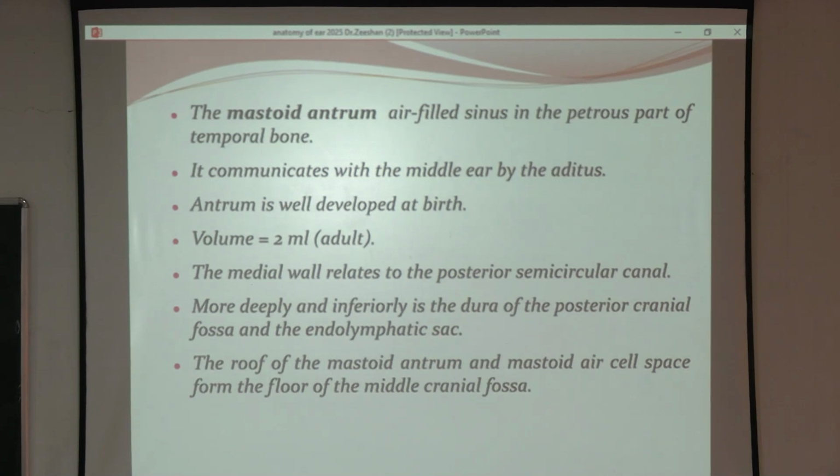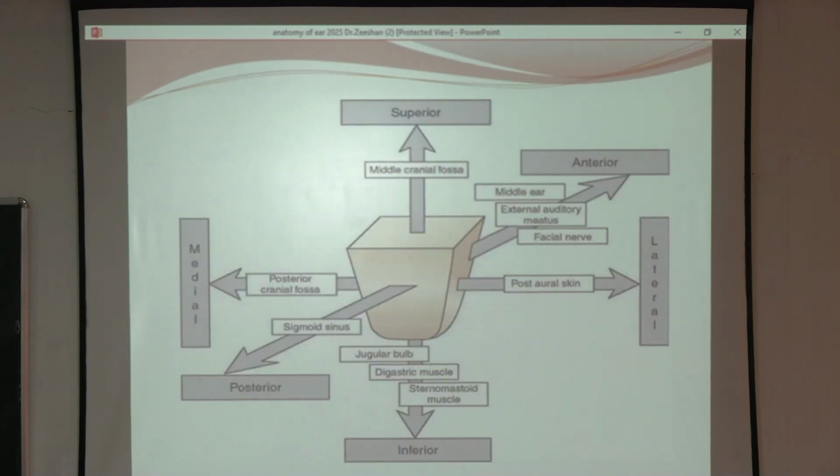Mastoid antrum के relation में this line is important. The roof of the mastoid antrum and the mastoid air cell space forms the floor of the middle cranial fossa. Just continuation of the tegmen tympani posteriorly. Okay? Tegmen was what? Tympanic cavity का जो roof है, उसका continuation. इसको कहते हैं tegmen mastoideum. वो tegmen tympani है. ठीक है?